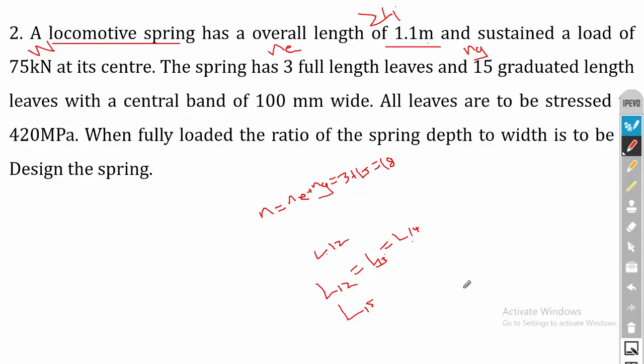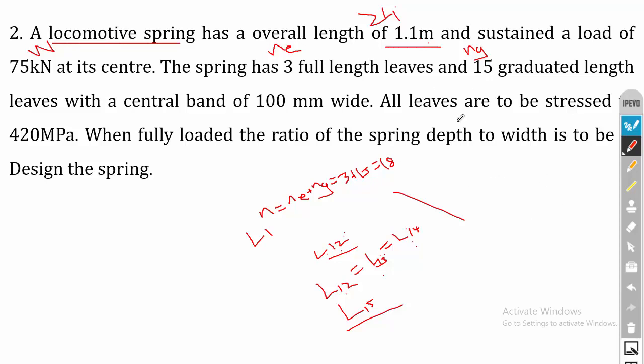You have to calculate the length up to L15, because the others will be of the same length. Remember that this is very, very important. L18 is the master leaf. L16 and L17 will be the same length as L15. Calculate L1 to L15. L16 is equal to L15 and L17 is equal to L15. You will have 3 full length leaves, that is 1.1 meter.